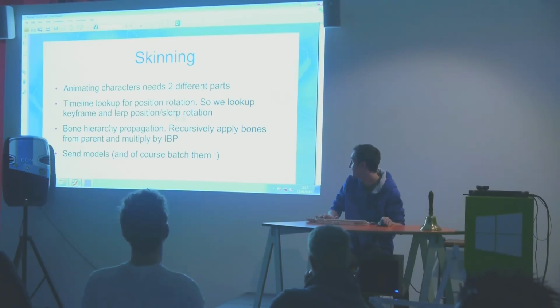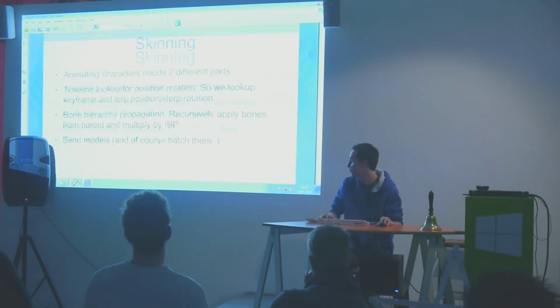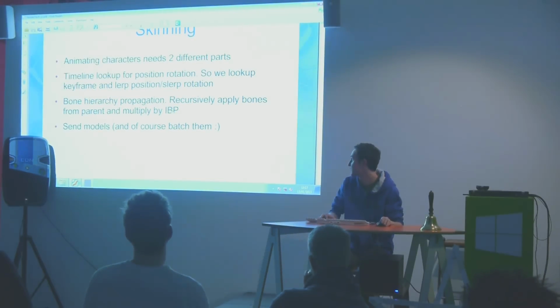And then you need to take all the bones and propagate them back to combine all the bones from local space to normal space, and then multiply by what's called the inverse bind pose. And then you send the model and you batch them because you want to render a lot of them. I don't want 3 fish, I want an army of them.